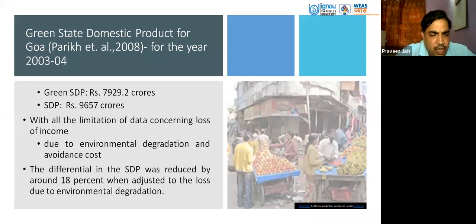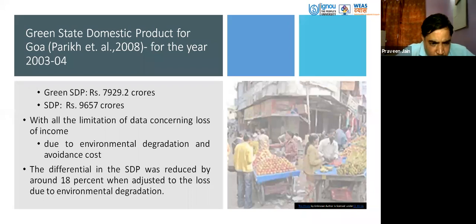7,229 crore, and the actual SDP calculated by the government was 9,657 crores. Even their study has some limitations on the data concerning the loss of income due to environmental degradation and avoidance cost. But here there was a difference between this SDP, SDP meaning state domestic product, and the green SDP. There was an 18% difference between these two figures.